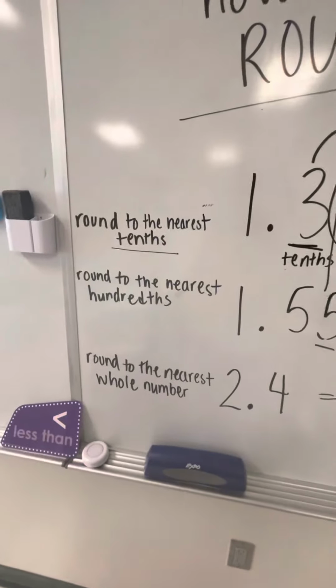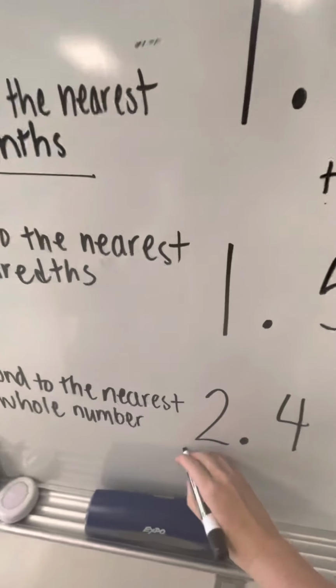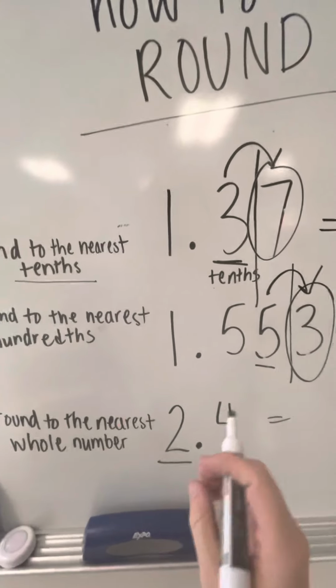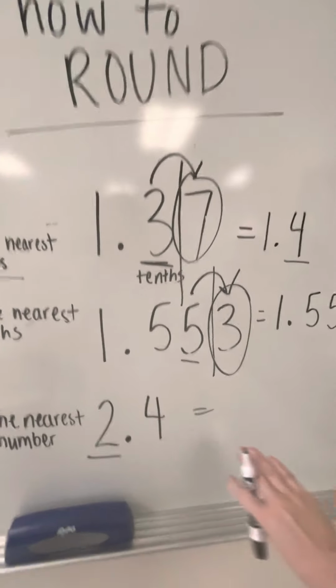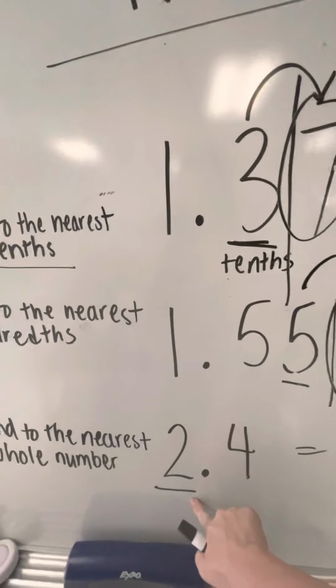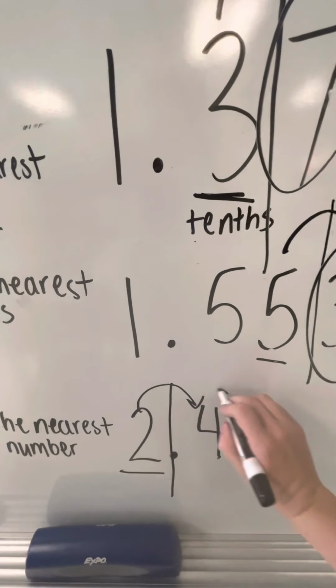Lastly, we have a direction that says round to the nearest whole number. Well, I need to locate my whole number. I know everything before the decimal is a whole. Everything after the decimal is part of a whole. So I've underlined the place value that I'm rounding to, draw my back door, check on the next door neighbor.